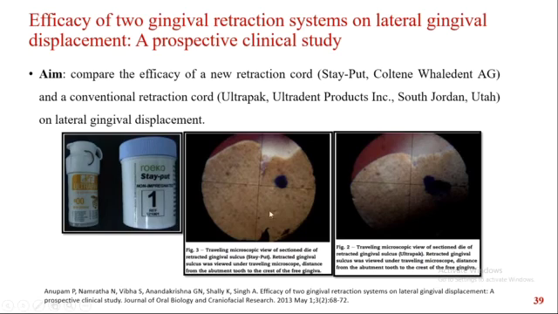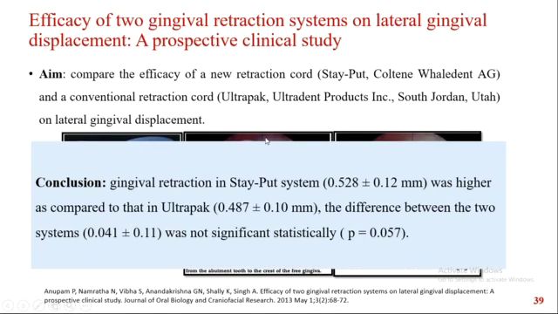This picture shows the microscopic view of the sectioned die of the Stay Put retraction cord, and this shows that of the Ultrapak retraction cord. The study concluded that the mean gingival retraction in the Stay Put system was higher than that of the Ultrapak. However, the difference between the two systems was not statistically significant.